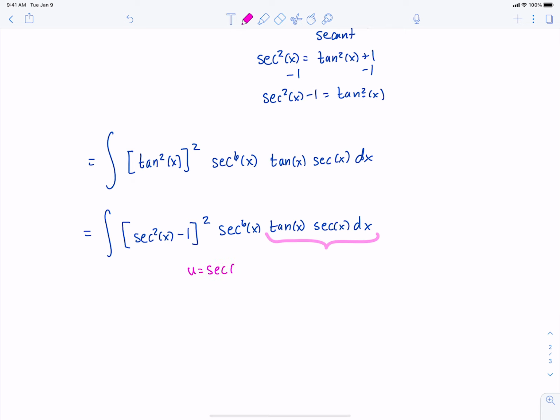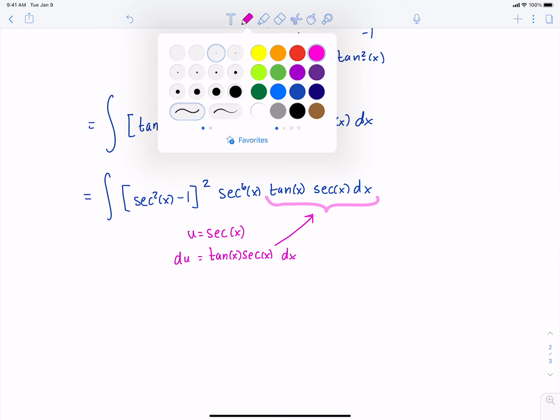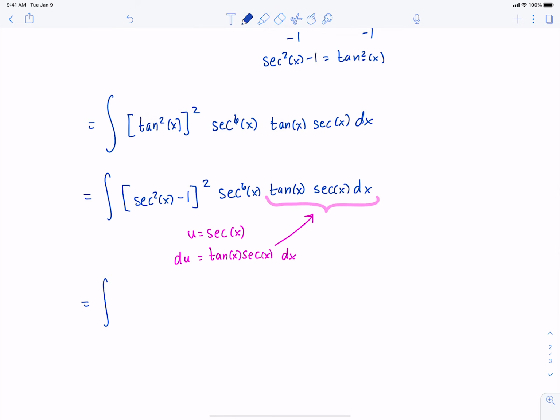U is going to be secant of x. So du is tangent of x, secant of x, dx. And so again, that's exactly why we left that sitting there. So it would be there for us to do the substitution. And we're going to get the integral of u squared minus 1 squared, u to the sixth, du.